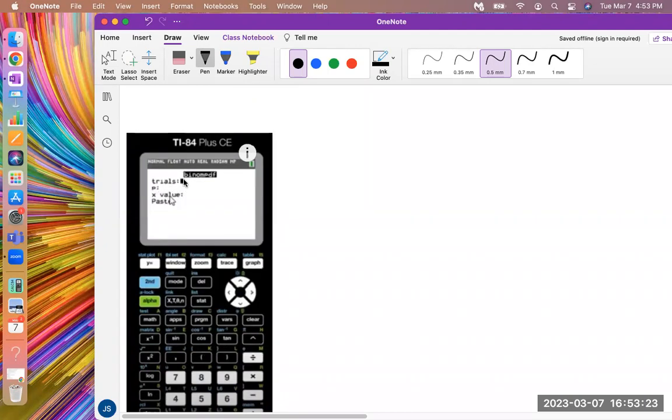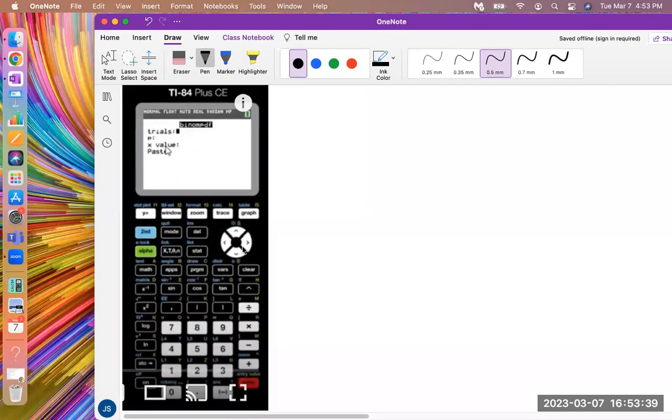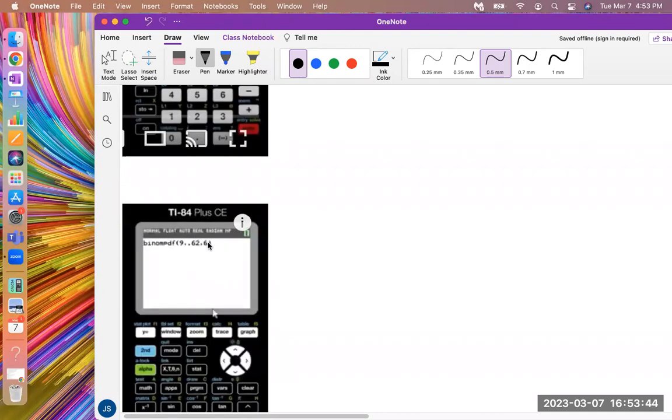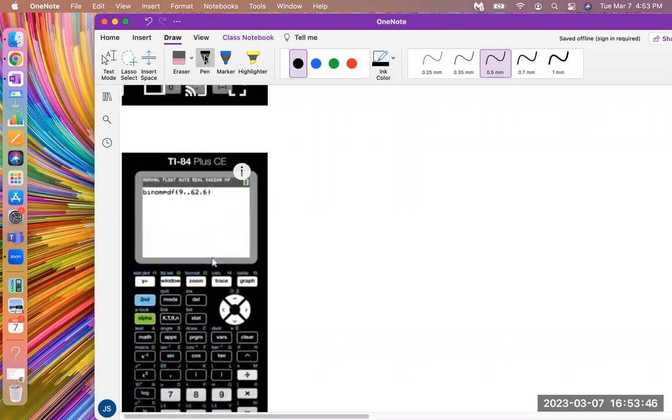So our trials are 16 for this problem. Then the probability of success was 0.071. And then our X value was 3, exactly 3. And then we just go down to paste, and then press enter. You'll use the arrows to go down to paste and press enter. It'll paste it into the calculator the way it's supposed to look. So like I said, ours is going to look like 16, 0.071, and then 3. That's what's going to be in our parentheses.